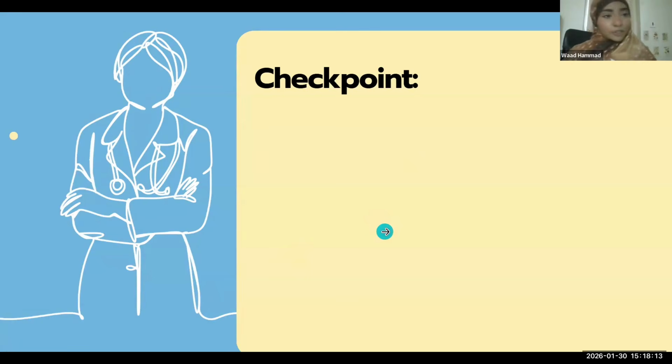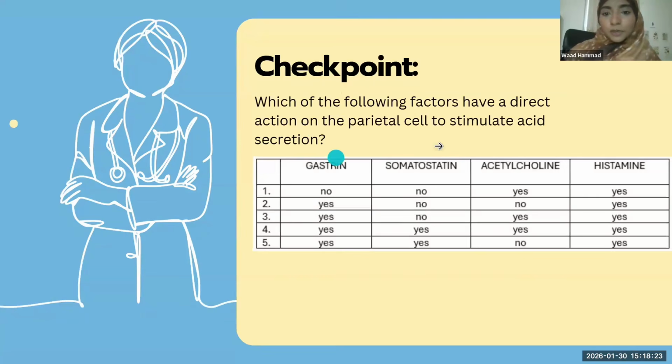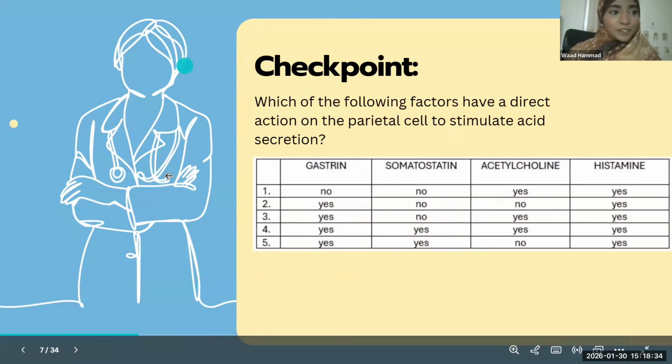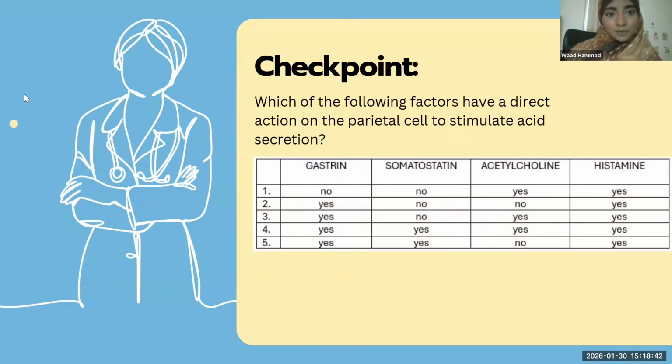And if no one has a question, I will give you your first question over here, which is: which of the following factors have a direct action on parietal cell to stimulate acid secretion? And you have all of these options over here that you can choose from. I'll wait a bit for you guys to answer. Okay, I see you guys saying 3, which is correct.